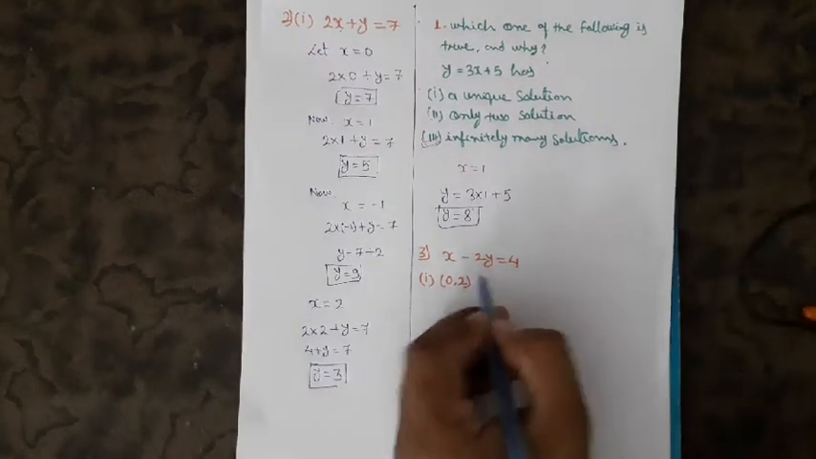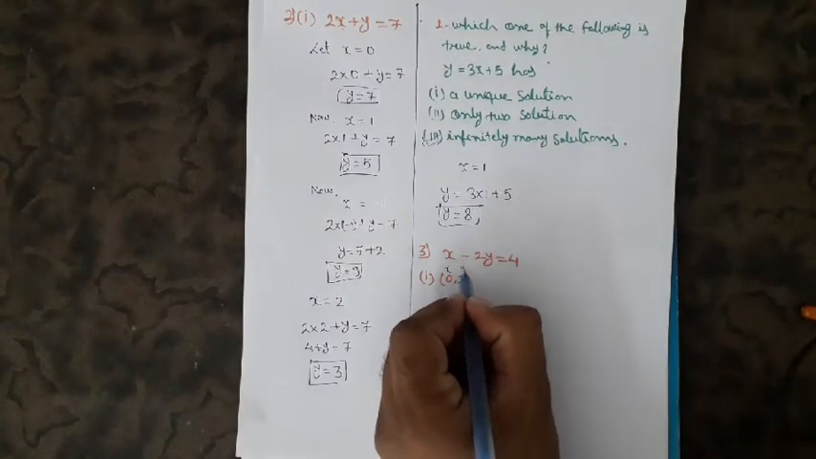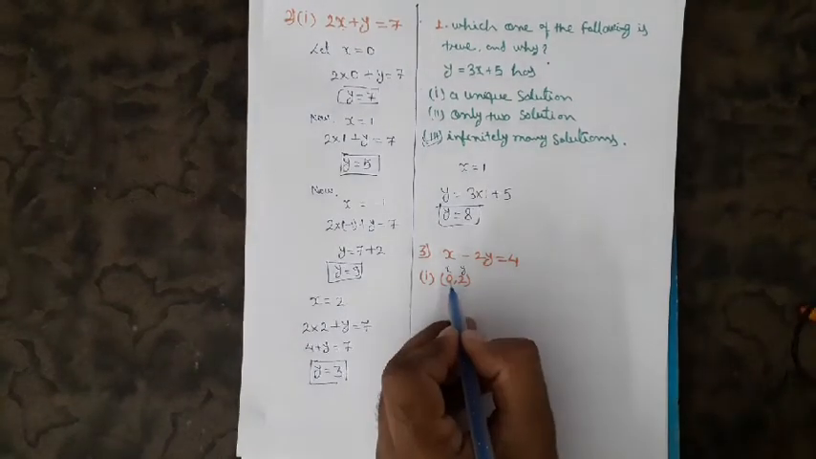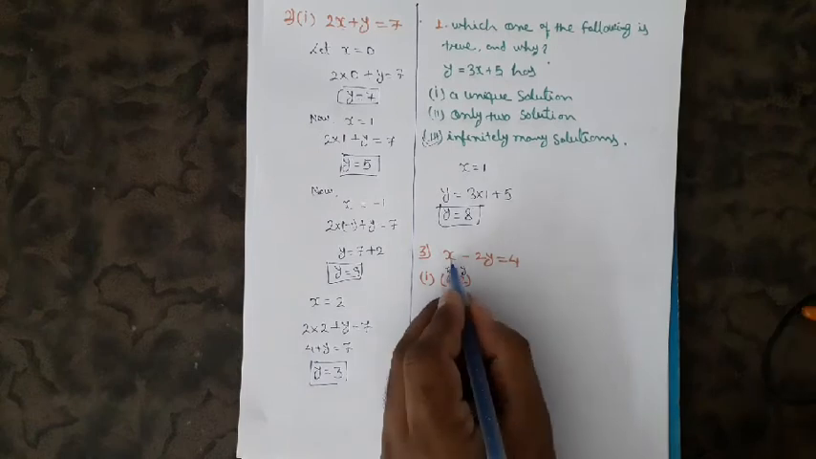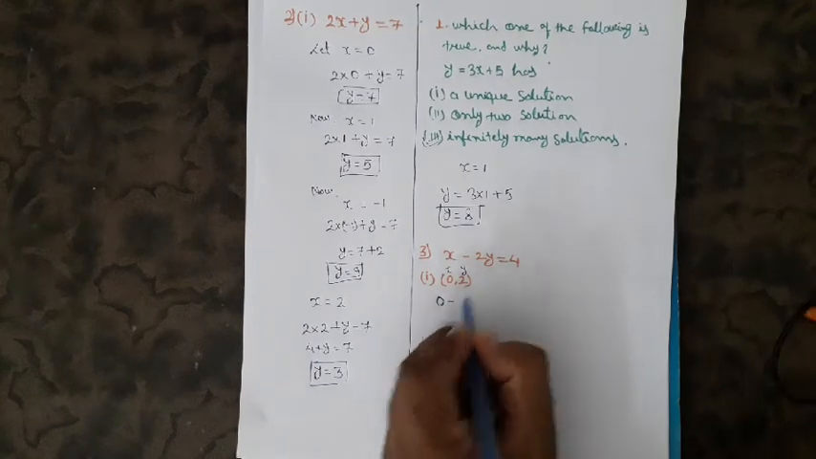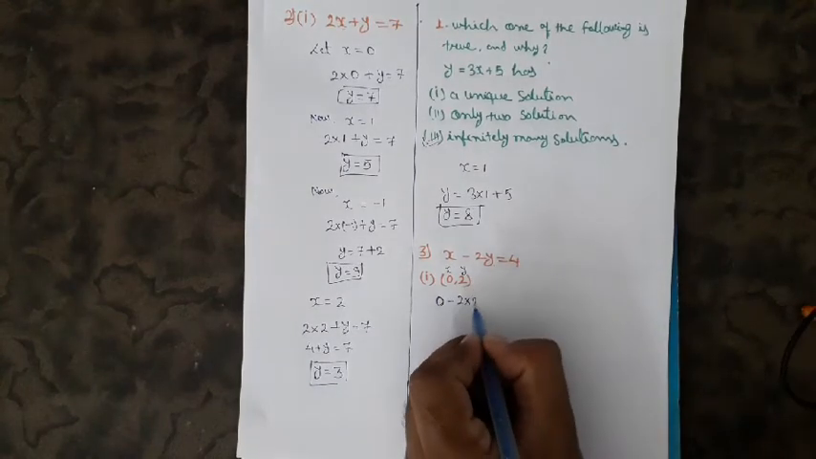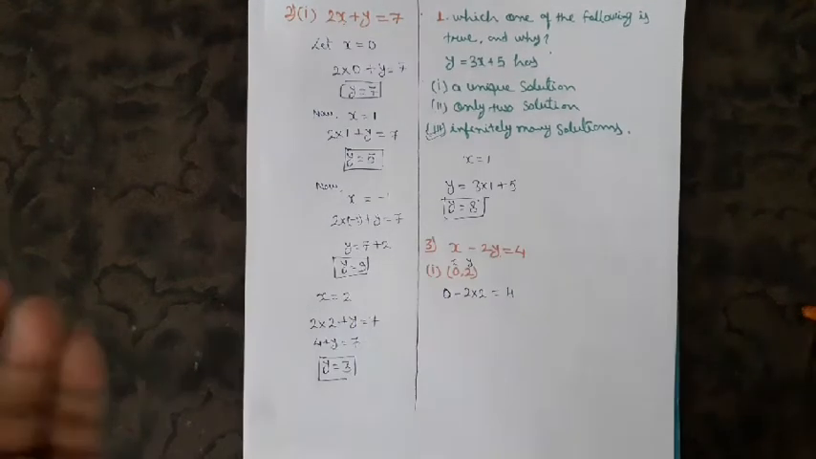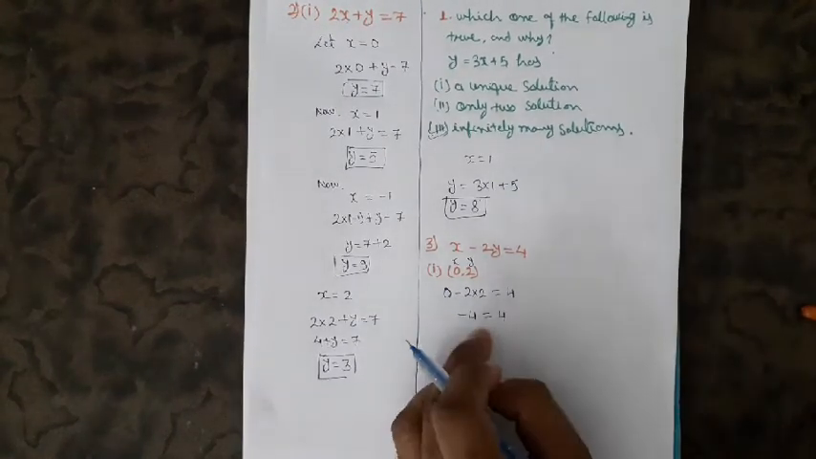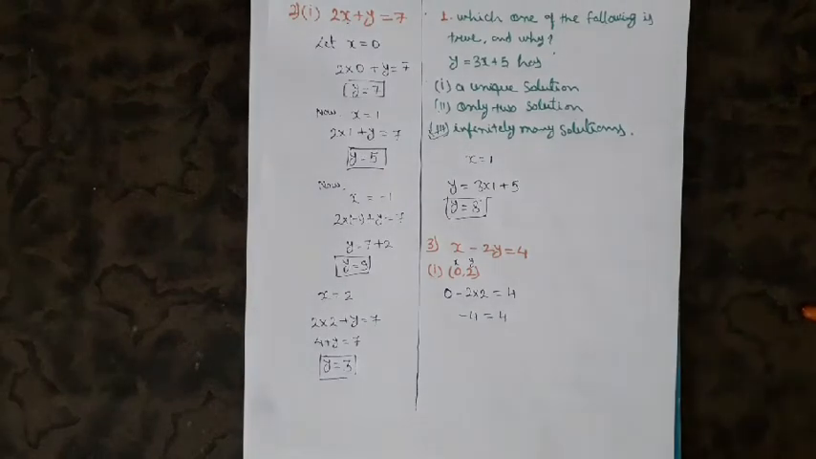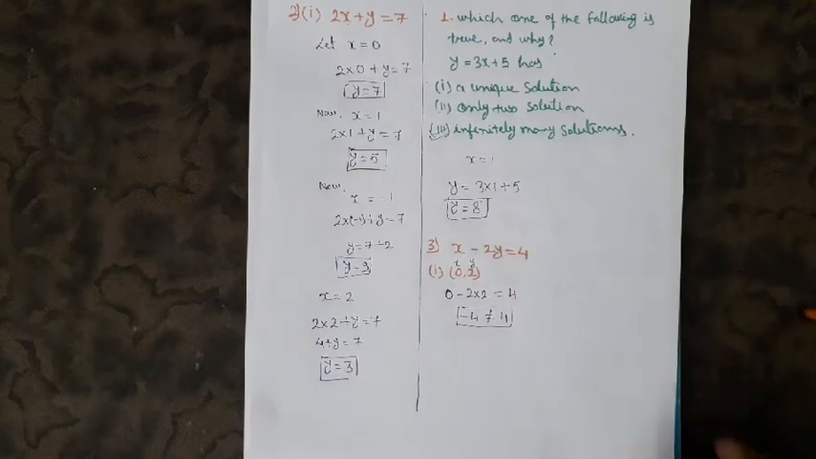For checking it, I'll take the first number as the value of x, and the second one as the value of y. So instead of x I'll put 0, and instead of y I'll put 2. So in this equation, instead of x I'm taking 0, minus 2 I have as it is, and instead of y I'll take 2, equals 4. So 0 is 0, and minus 2 into 2 becomes minus 4, and here we have plus 4. So plus 4 and minus 4 are not the same, which means this is not a solution of the given equation.